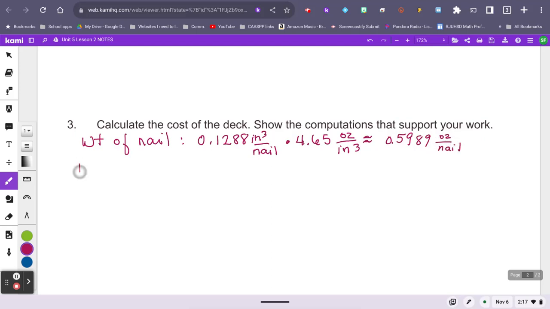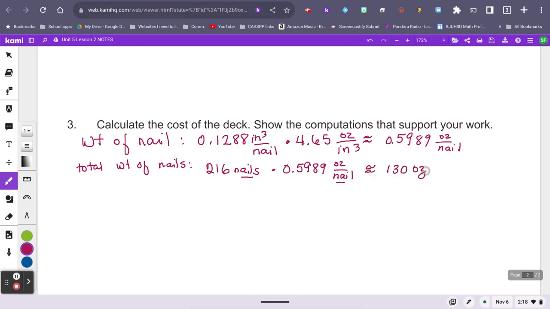Now the total weight of all the nails: if you remember, we're getting 216 nails, and we're going to multiply it by 0.5989 ounces per nail, and the nails both cross off. We're going to get this to be about 130 ounces.